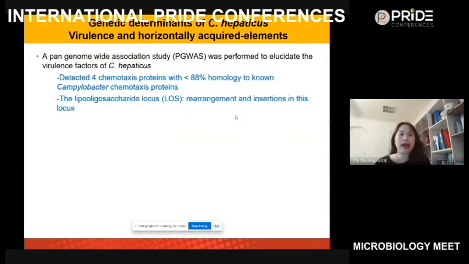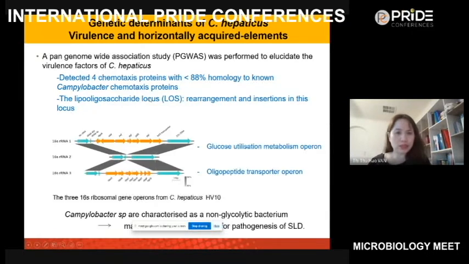We also did the pan-genome to compare and see the virulence factors, and we can see that there are 4 chemotaxis proteins with homology of less than 8% to other Campylobacter. So this bacteria species may be able to move to the liver, because it causes disease in the liver, but this needs to be confirmed in the lab. And then we also found a lipopolysaccharide locus rearrangement, which I'm going to show later.